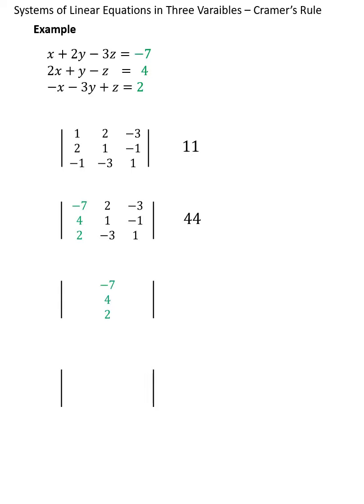What do we do for the next determinant? Well, we put that same constant column, but this time we put it in the middle. Where do we get the rest of this determinant? Once again, from the original determinant, the first one we did. Carrying those numbers down gives us that.